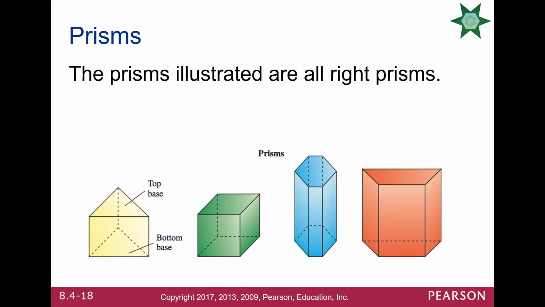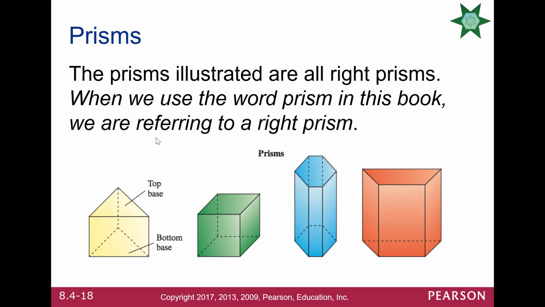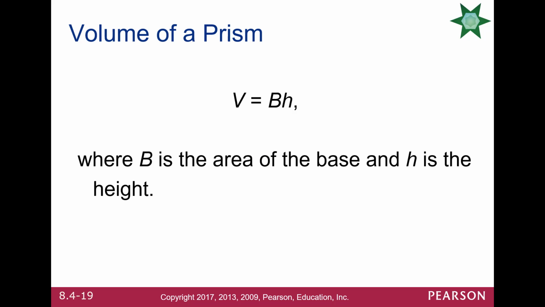Looks something like these. You could ostensibly count the number of vertices, 1, 2, 3, 4, 5, 6. You have 1, 2, 3, and then this side, the base here, 4 sides or faces. And we have 1, 2, 3, 4, 5, 6, 7, 8, 9 edges. When we use the word prism in the book, we're referring to a right prism, meaning that if you sat this down on a tabletop, it would not wobble. It's perpendicular. The volume of a prism is the area of the base times the height.